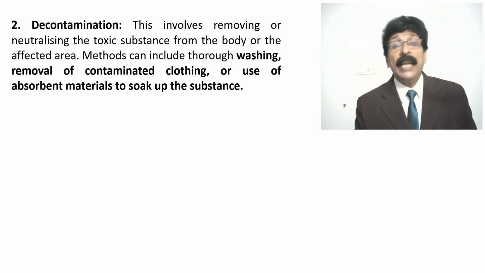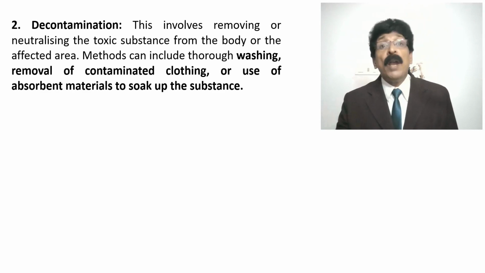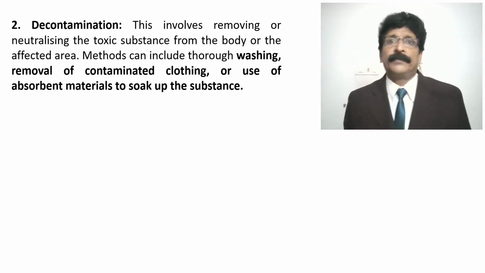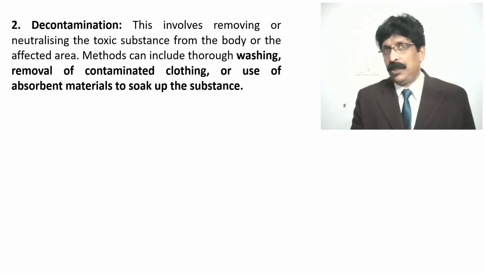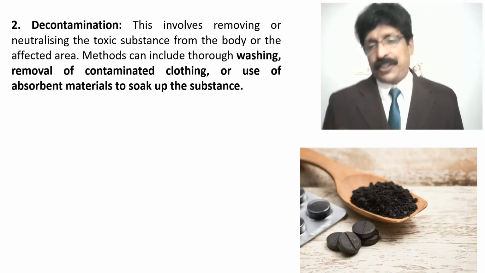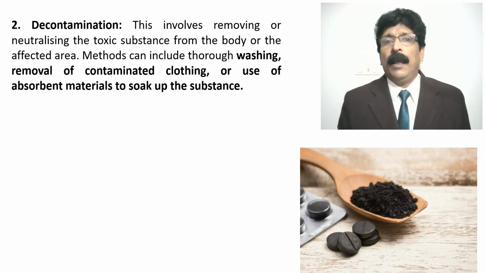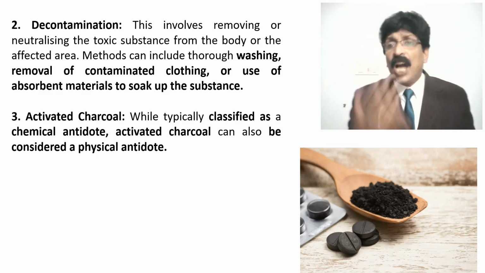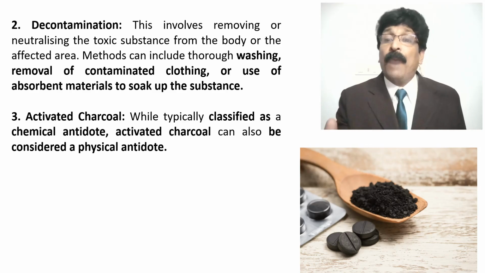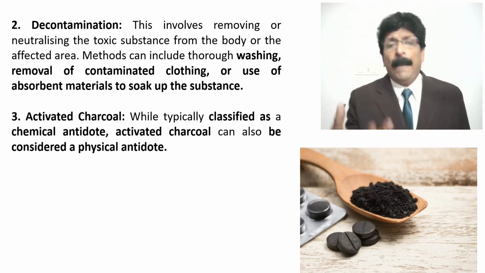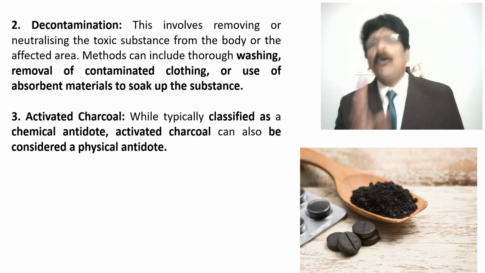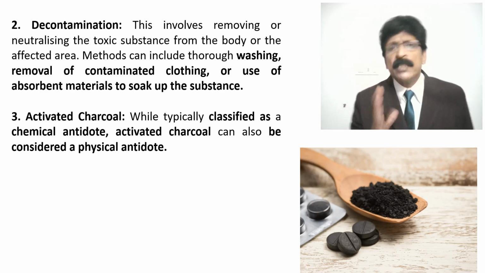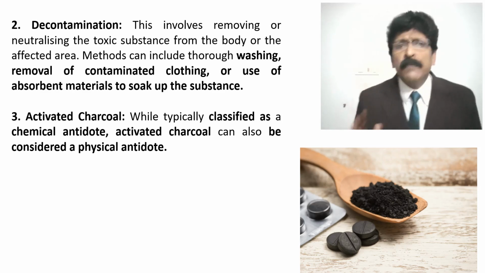Methods can include thorough washing, removal of contaminated clothing, or use of absorbent materials to soak up the substance. And you can use activated charcoal, which is available in granule and tablet form, which can be given into the GIT and control the absorption, reduce the absorption, eliminate the absorption.